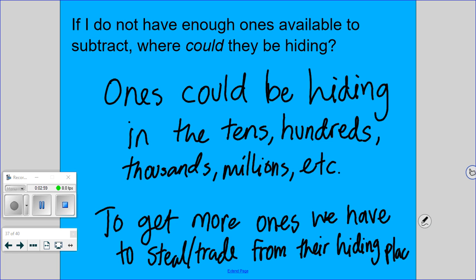from their hiding place. So if we said that we're going to steal a 10, we're going to trade that out for more ones, but I'm going to get 10 ones. If I have to steal 100, I'm going to get 100 ones. If I have to steal 1,000,000, then I'm going to get 1,000,000 ones. It's all dependent on where you're taking them from. They could be hiding in the hundreds.